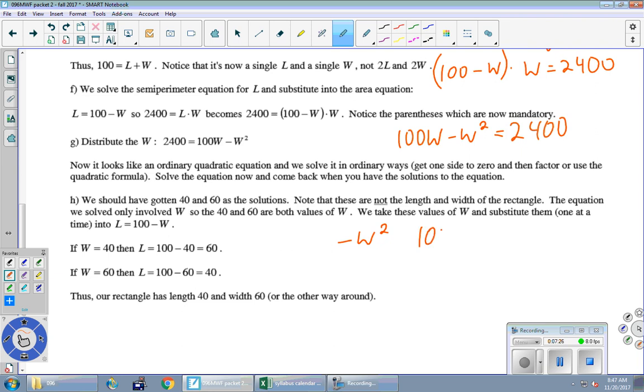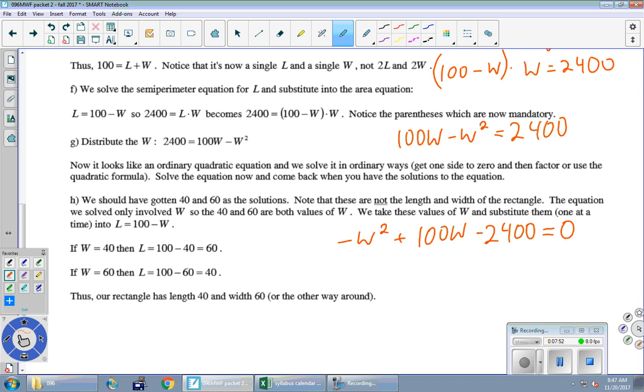And then what symbol am I putting in front of this 100W? Plus, right? Because it was positive 100W. So we've got to bring that in. And now, so that was just rearranging. And now we'll subtract the 2400. And now it is equal to 0. And that is a standard form quadratic equation, right? W squared, then W, then a constant, equal to 0.